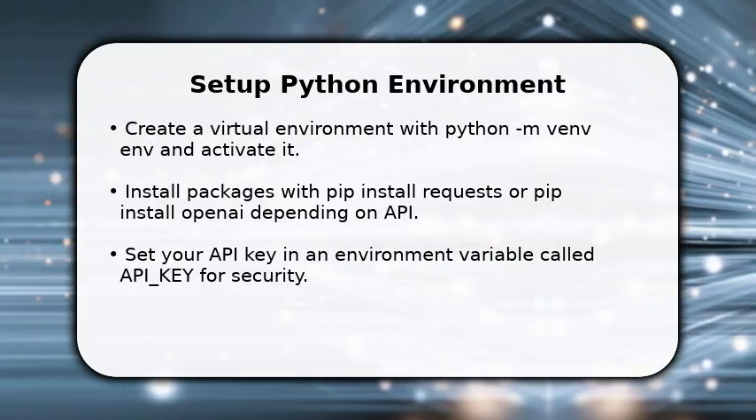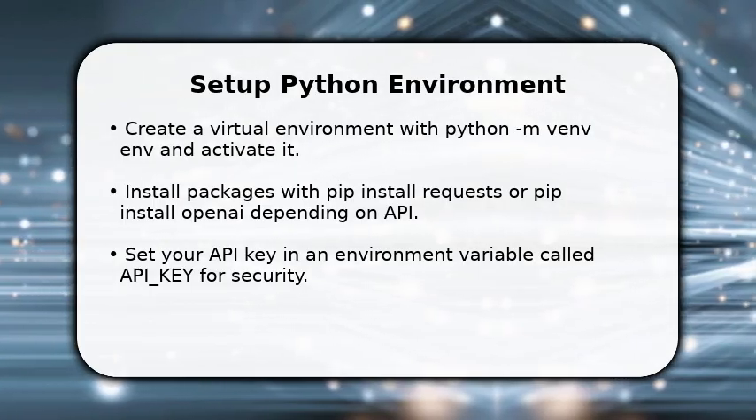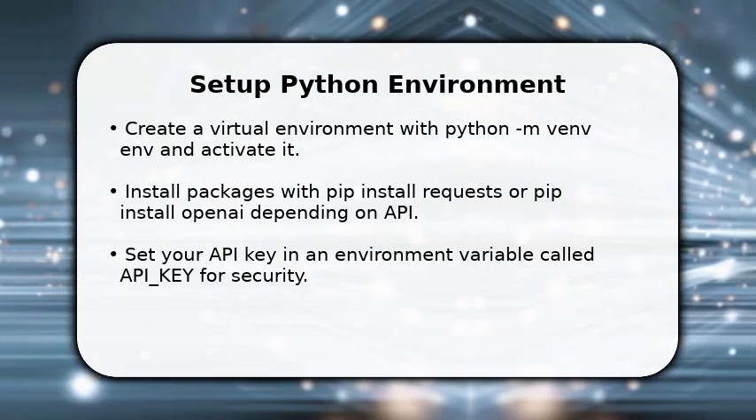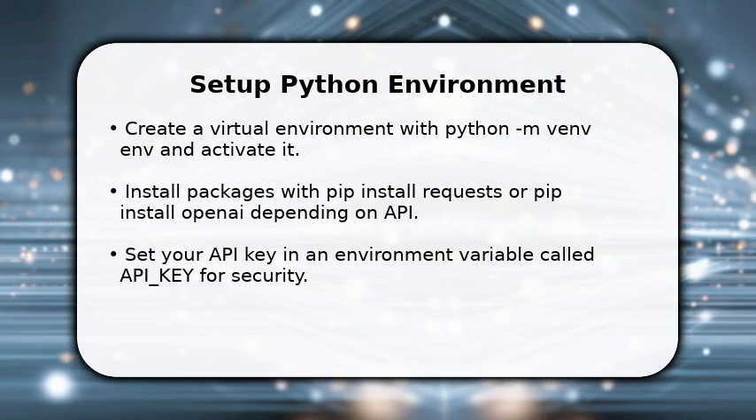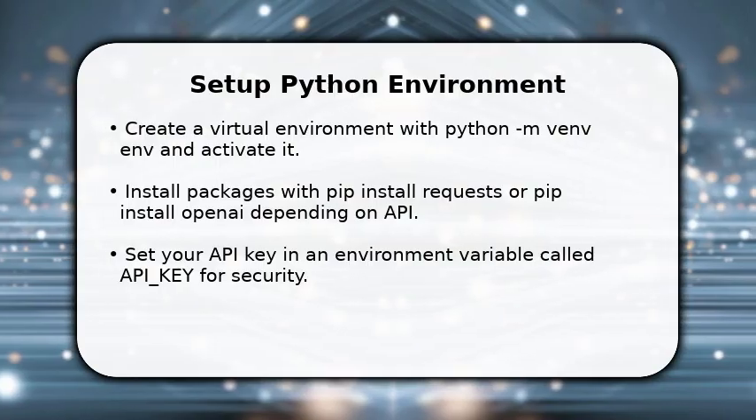Never hardcode credentials in source code. Instead, set your API key in an environment variable called API_KEY for security. Confirm the environment using python -m pip list to verify installed packages.